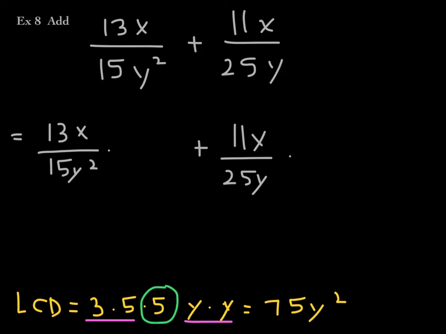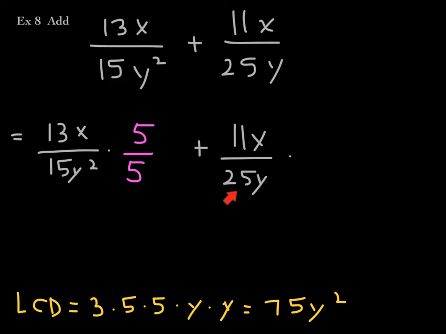So what do you multiply 15y squared by to get 75y squared, which is the LCD? By 5. And you and I know, it should go without saying at this point, that if you multiply the denominator by 5, you have to multiply the numerator by 5. Now off to the next fraction.